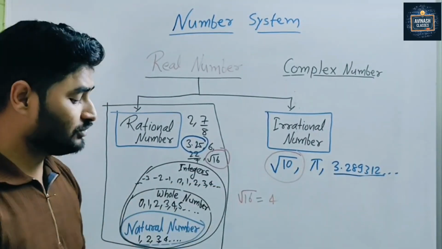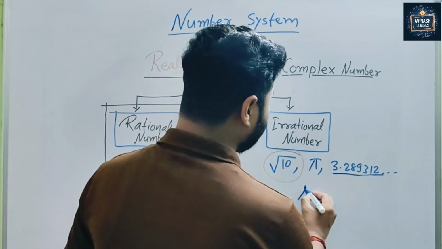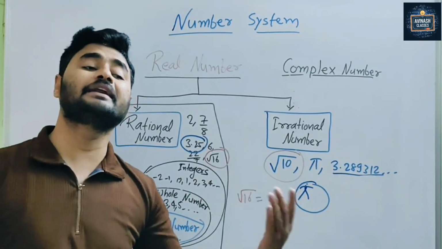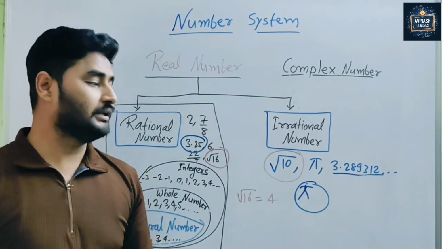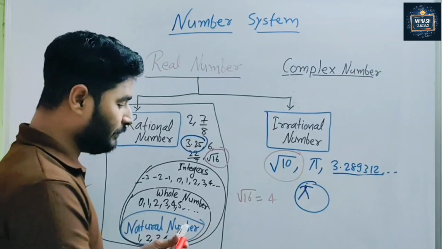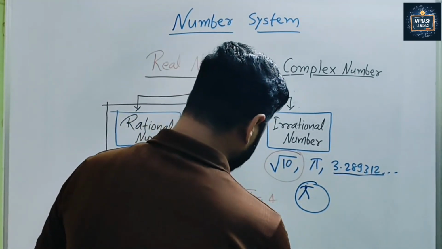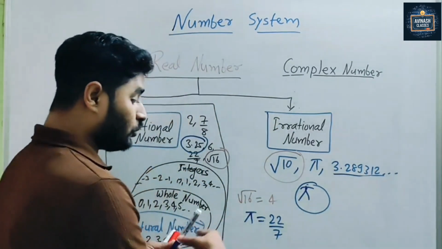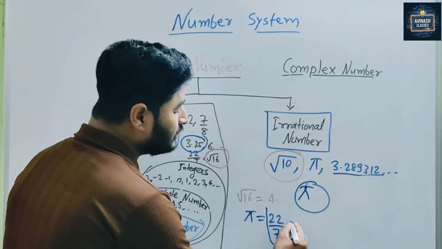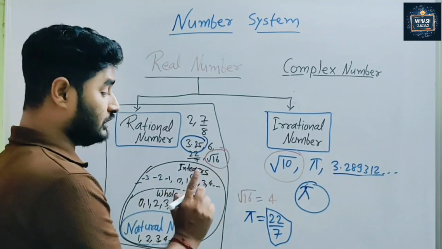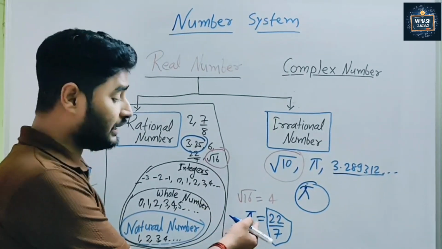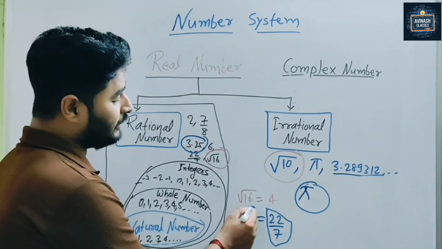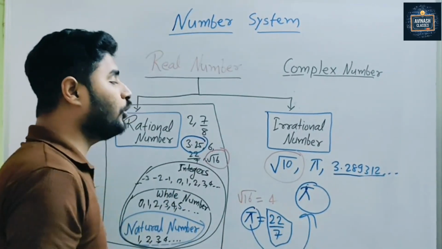Pi. This is the special symbol pi that we discussed in which chapter? Circle chapter. To find the area and perimeter, we have to use pi. So the value of pi is 22/7. What is the value of pi in our mathematical calculation? The value of pi is 22 by 7. If you take 22 by 7, this is rational. In many exams, I see this question. Many exams ask this question. So 22 by 7 comes in rational, but pi comes in irrational. So hope you understand the number system.